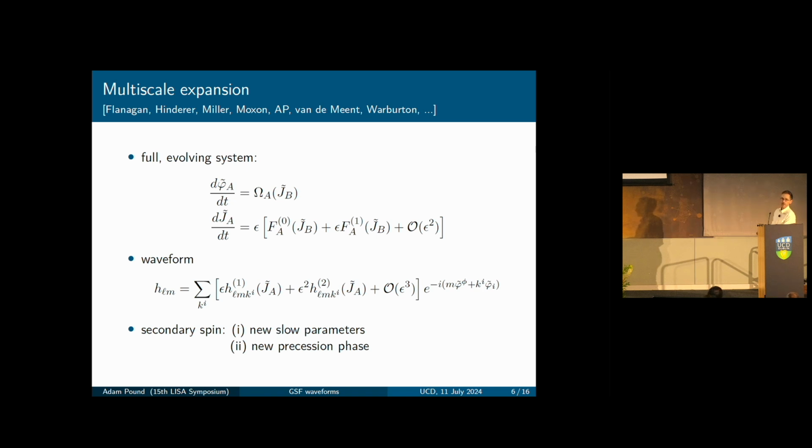I haven't mentioned secondary spin, but that fits neatly into this picture as well. If you add a spin on the secondary object, all it changes is you pick up some new slowly evolving parameters, and at sufficiently high order, you pick up a new precession phase corresponding to the precession of the secondary spin.